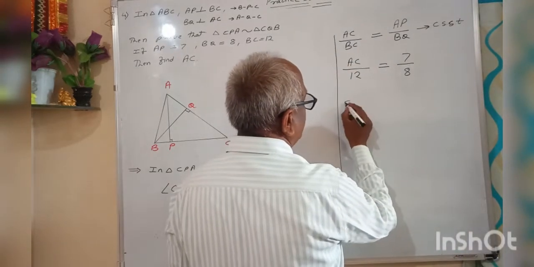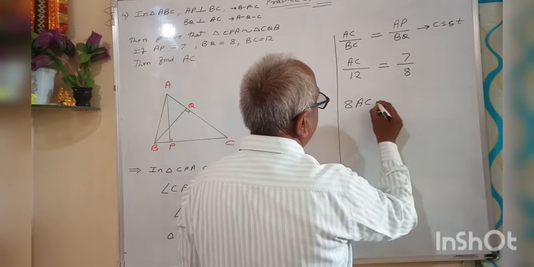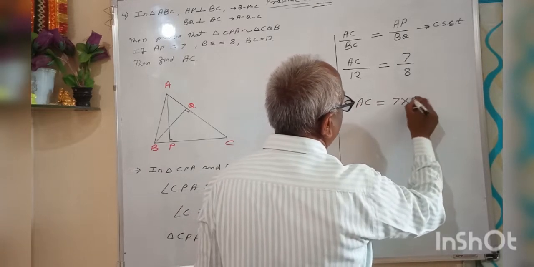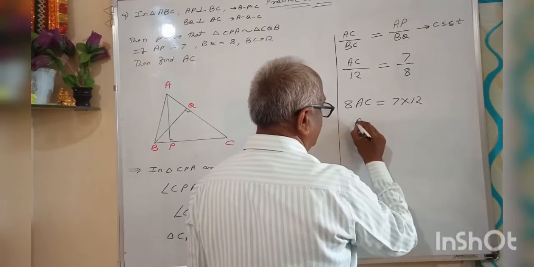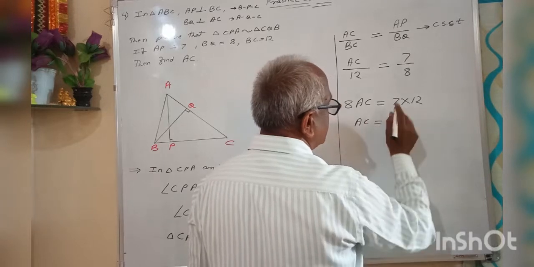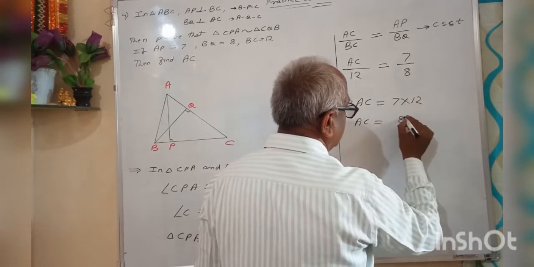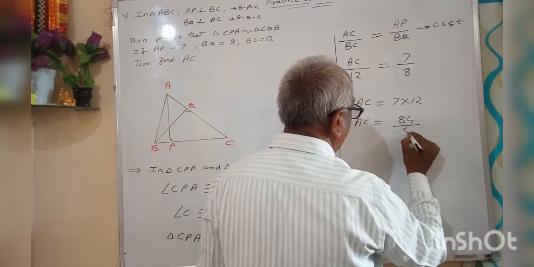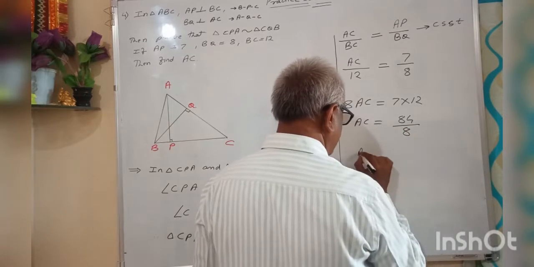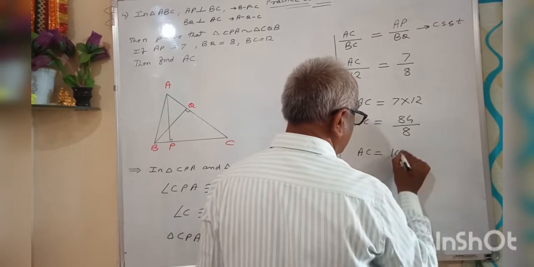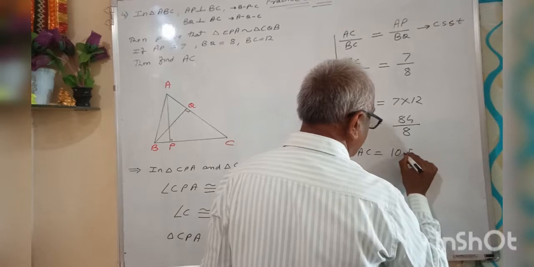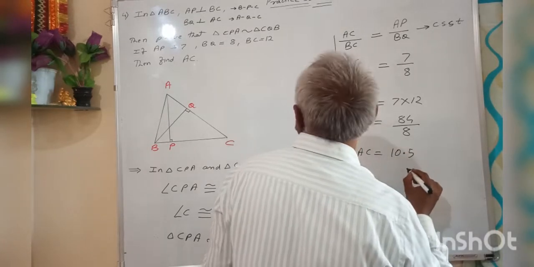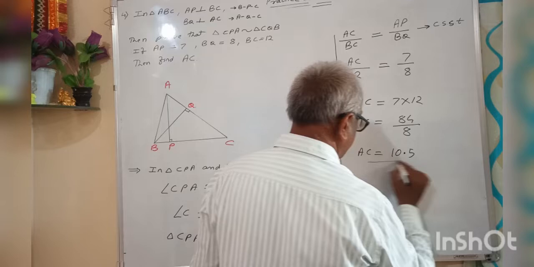Now take the cross product. 8AC is equal to 7 into 12. Therefore AC is equal to 7 into 12, that is 84, upon 8. Therefore AC is equal to 10.5 units.